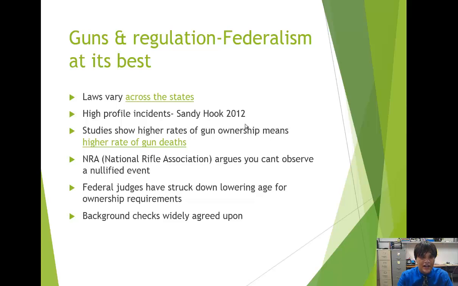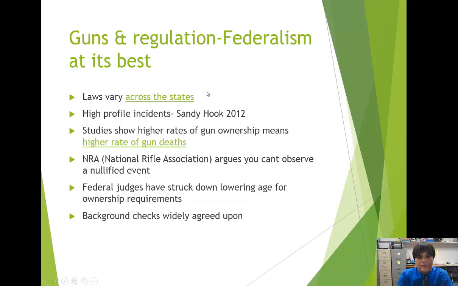So let's go ahead and talk about guns. Guns really embodies federalism at its finest, and the reason why is because laws vary across the states. Texas has much different laws on guns because they're a much more conservative state than, say, Illinois, who tends to be a much more liberal-leaning state. And they all have different takes on how guns should be regulated within their state. So laws vary across the states, and it really embodies federalism because there's not an overarching federal law on guns. States are the ones that are ultimately allowed to set their own laws.